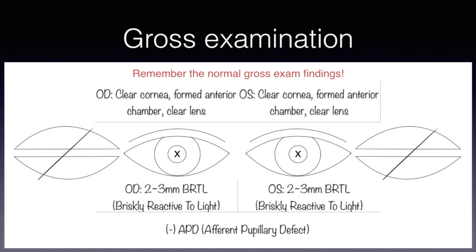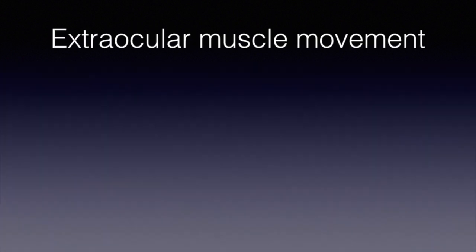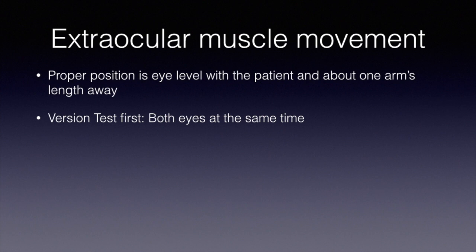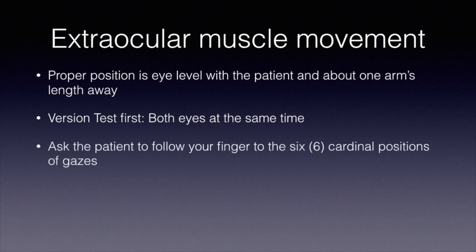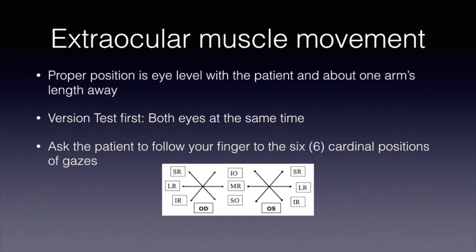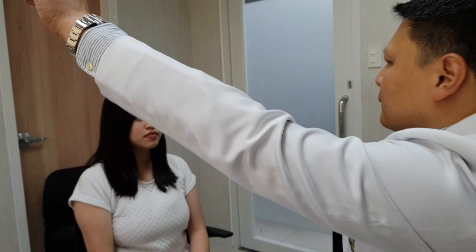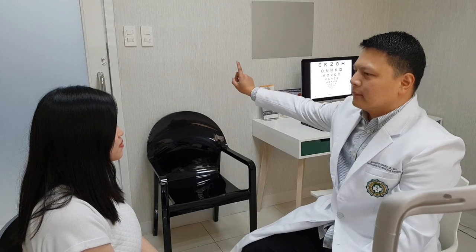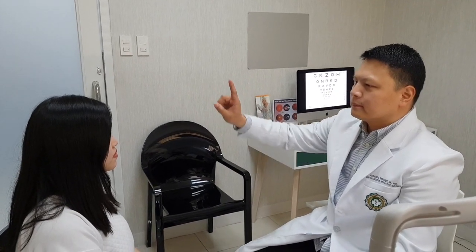When testing for extraocular muscle movement, the examiner should be at eye level with the patient, standing about 1 meter or 1 arm's length directly in front. The version test is done with both eyes open. Instruct the patient to follow your index finger as you move it in the 6 cardinal positions of gaze. Extend your arms to ensure that full ranges of motion are being tested. Note if the eyes move equally and in full range, and record findings as described later.